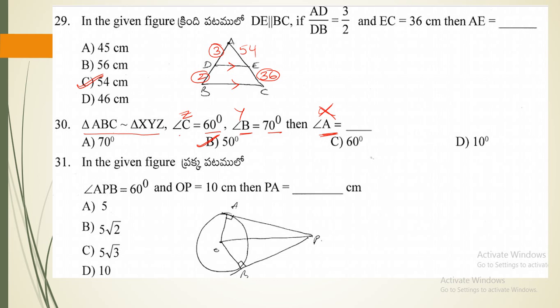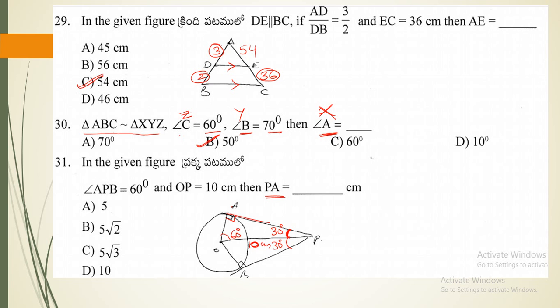Next, in the given figure, angle APB, this whole angle is 60 degrees. That means this part is 30 degrees and this part is 30 degrees. Now since this is 90 degrees, with 30 and 90, this becomes 60. Now what did he ask? OP is equal to 10, so this is 10 centimeters. He is asking the length of the tangent.